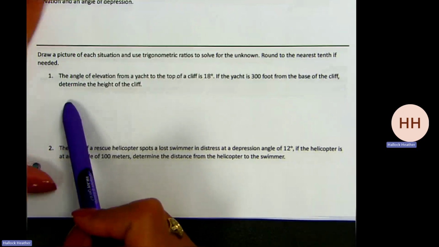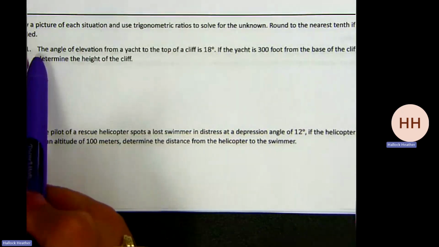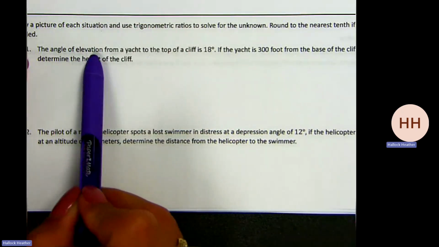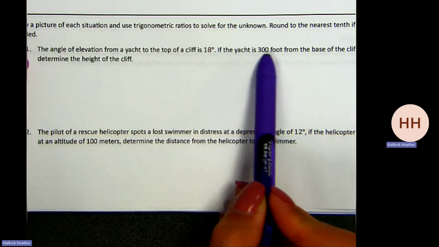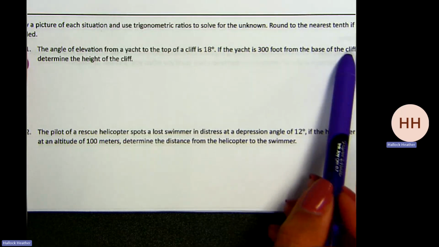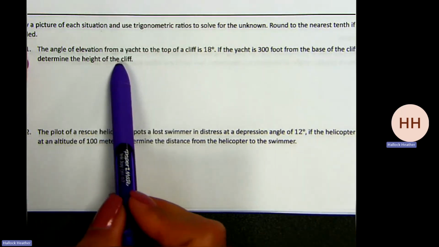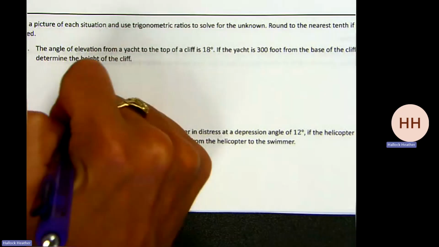So for the first one, we're going to have to draw a picture because it's going to help your eyeballs understand what's happening. It says an angle of elevation from a yacht to the top of a cliff is 18 degrees. If the yacht is 300 feet, and it says foot, but it means to say feet, from the base of the cliff, determine the height of the cliff. So we're going to have to draw a couple things. What's one thing we're going to have to draw? A yacht. Okay, so let's draw a little boat.